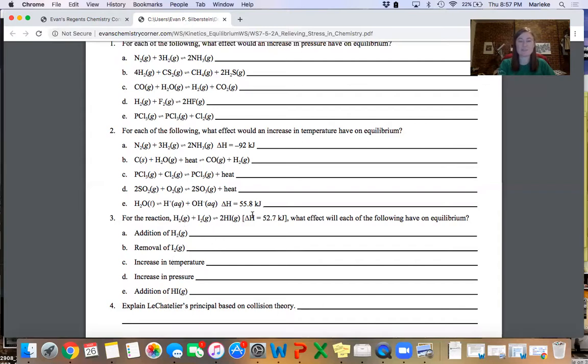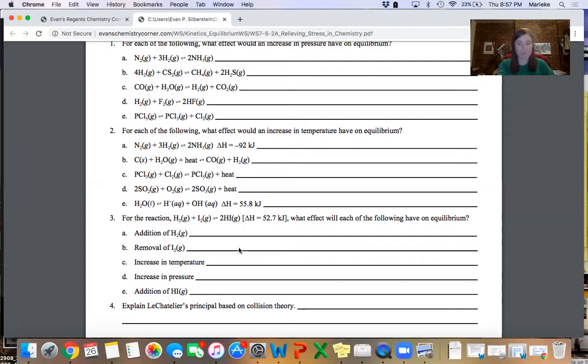If we increase the temperature, we have to look at delta H. Delta H is positive. That tells us this reaction is endothermic. So since this reaction is endothermic, we can treat heat like a reactant. That means if we increase the temperature, the system's going to try to use up heat, and it's going to shift towards the products to the right.